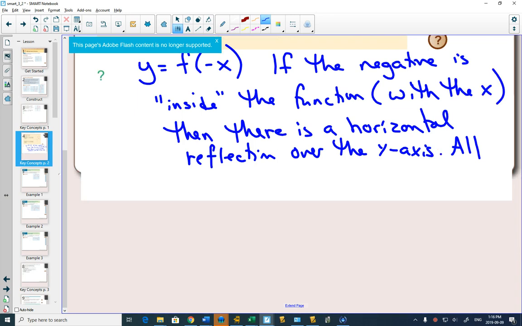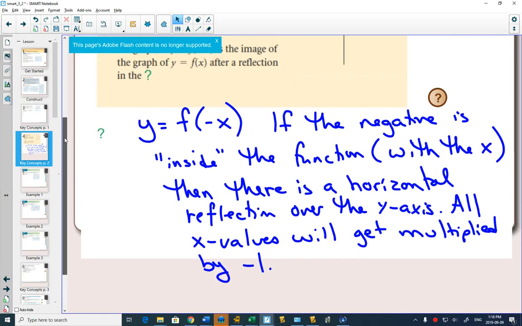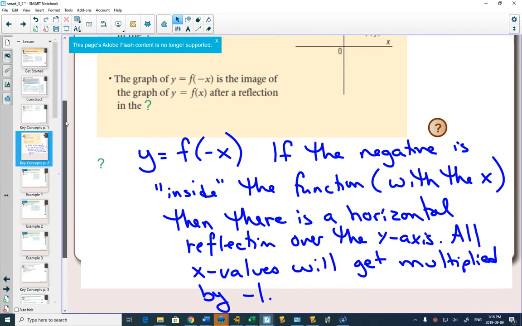Algebraically, all your x values will get multiplied by a -1. So in the shaded box above, I'll just give you a couple of minutes to make sure you finish writing that down.